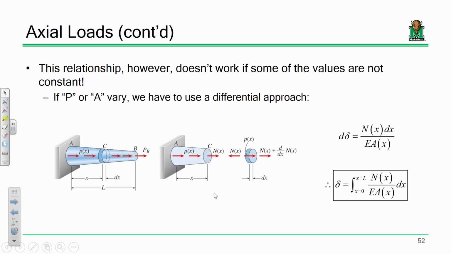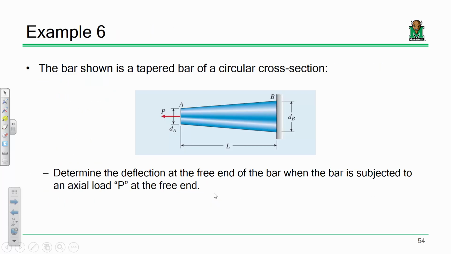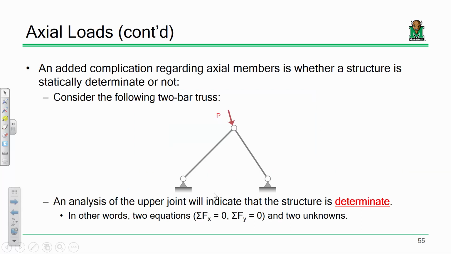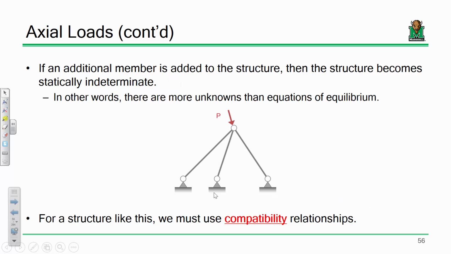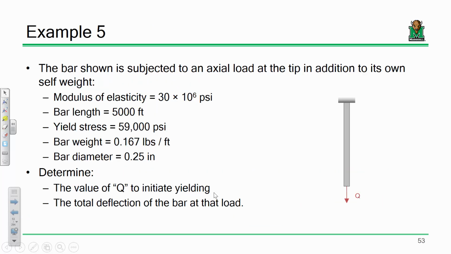And that seems pretty simple, and we're going to do some examples on that, but I'm going to ratchet it up a bit by asking, well, what happens if the load changes? What happens if the area changes? Okay? What happens if you have a tapered bar? How do you handle that? What happens if you have an indeterminate structure and what have you? And so that's going to be what we do for the next little bit.